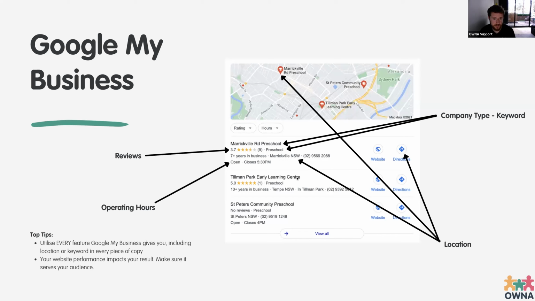Similar with this early learning centre. If you've got a Google My Business listing and you've got, let's say, a Tillman Park ELC, I'd probably change that to early learning centre, because people are more likely to search for early learning than ELC. You know what I mean? Because again, that's jargon, words that a family probably wouldn't use.